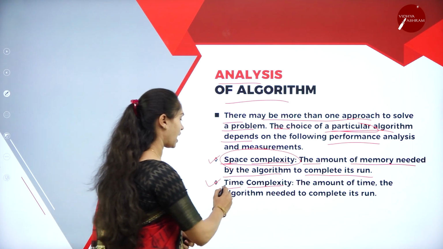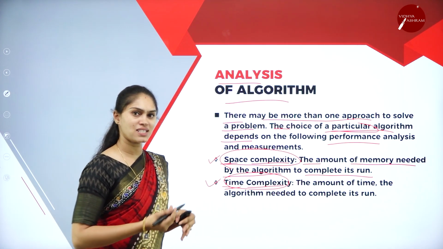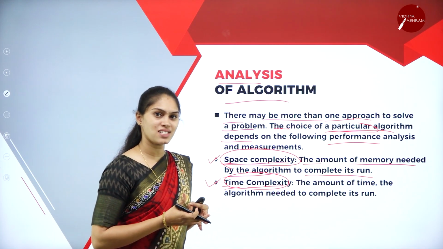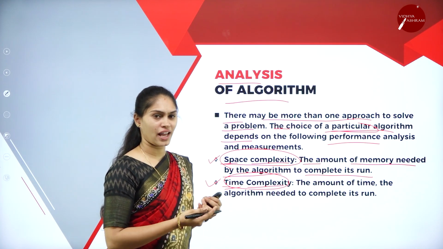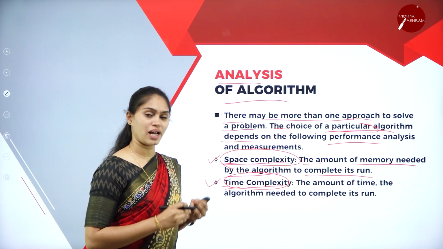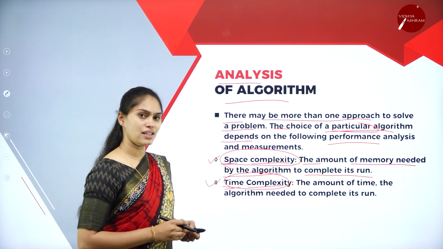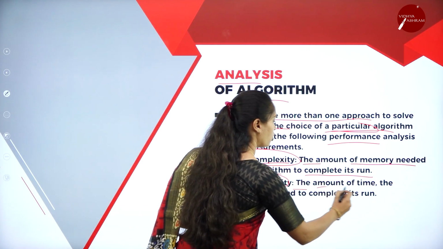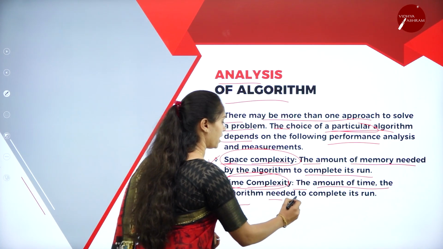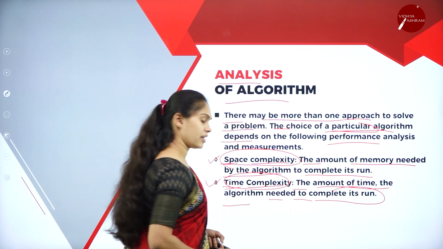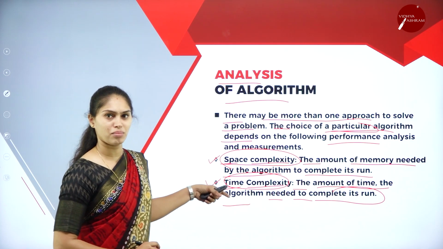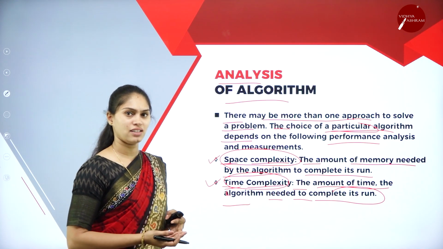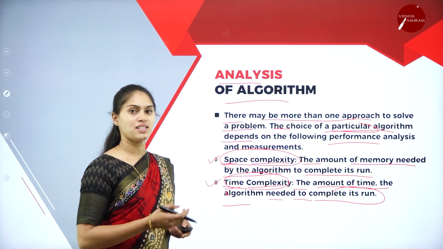Then what do we have? Time complexity. Time complexity focuses on the time it is going to take to run that program or complete that run. So that is the amount of time the algorithm needs in order to complete its run. Based on these two parameters, we are going to choose the best algorithm.